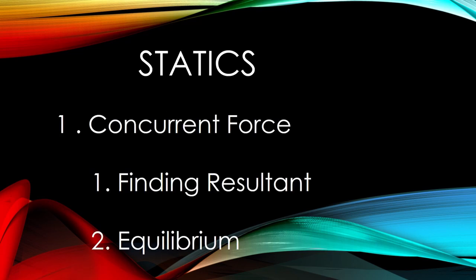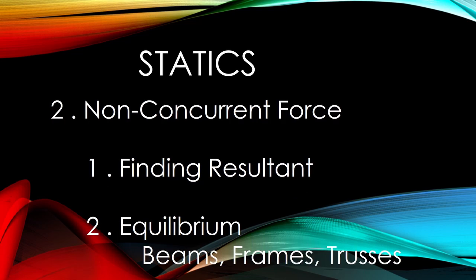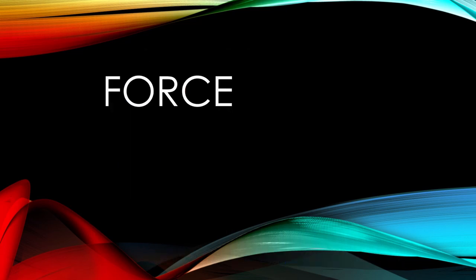And statics is also divided into two categories: concurrent force and non-concurrent force. The concurrent force system is also divided into two categories: finding the resultants and equilibrium. And the non-concurrent force system is also divided into two categories: finding the resultant and equilibrium. And the equilibrium is also divided into three categories: beams, frames, trusses.